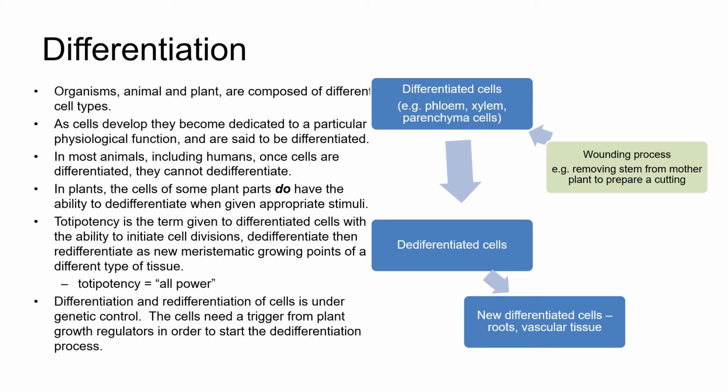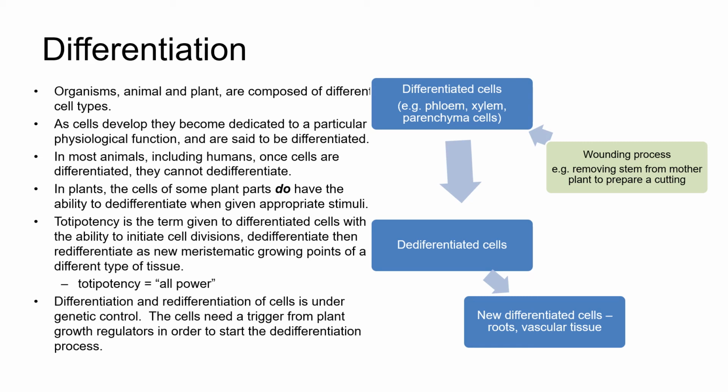Totipotency is the term given to differentiated cells that have this ability to initiate cell divisions, de-differentiate, then redifferentiate as new meristematic growing points of a different type of tissue. These cells are described as being totipotent. Totipotency means all power. So basically, these cells have all the power to become cells of a different type of tissue.